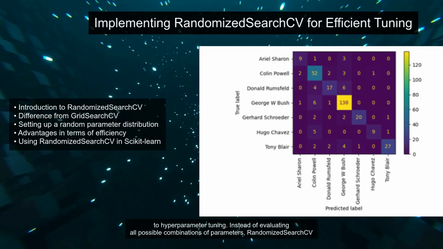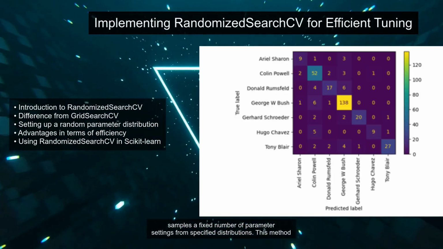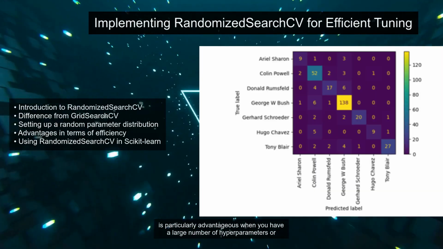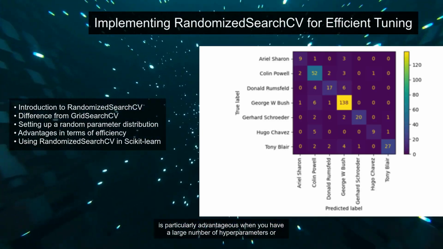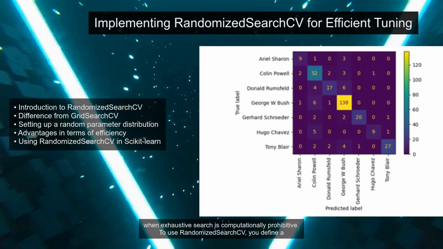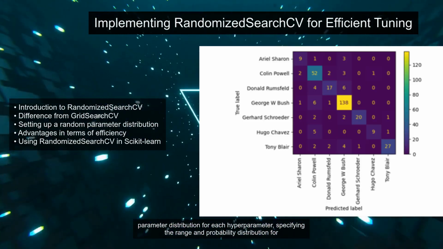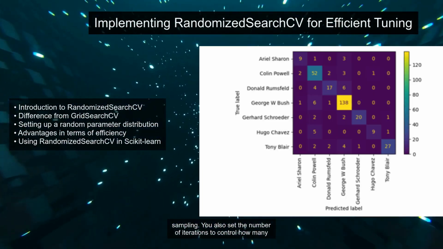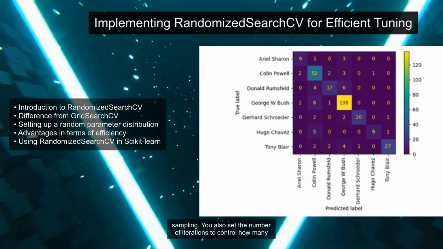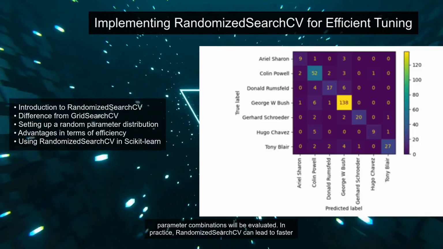Instead of evaluating all possible combinations of parameters, RandomizedSearchCV samples a fixed number of parameter settings from specified distributions. This method is particularly advantageous when you have a large number of hyperparameters or when exhaustive search is computationally prohibitive. To use RandomizedSearchCV, you define a parameter distribution for each hyperparameter, specifying the range and probability distribution for sampling. You also set the number of iterations to control how many parameter combinations will be evaluated.